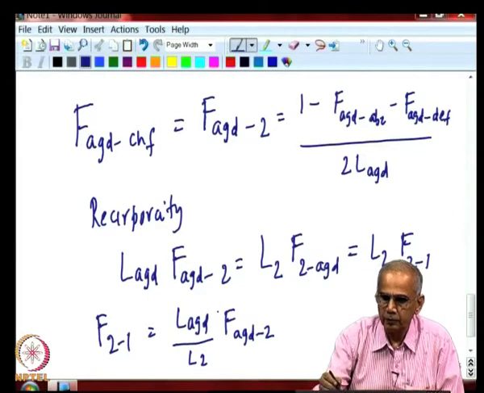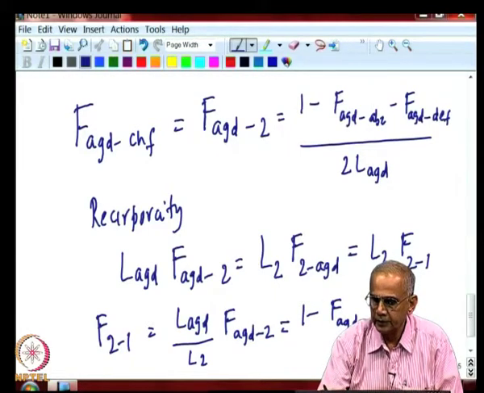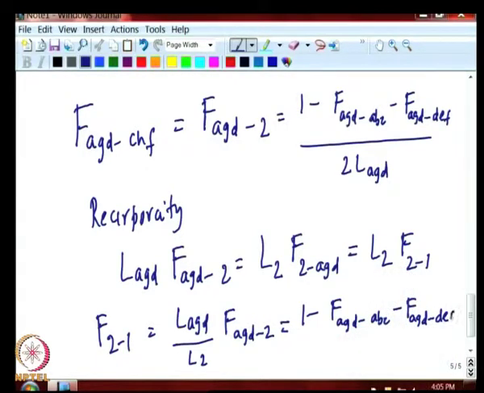Now, note that when you substitute here, the L AGD will cancel out. So, 1 minus F AGD ABC minus F AGD DEF by 2 L2. When I say L2, I mean the actual length you have to measure along this crooked surface, not the length of the string which we have drawn above that, that is CHF, but the actual length of the surface 2.